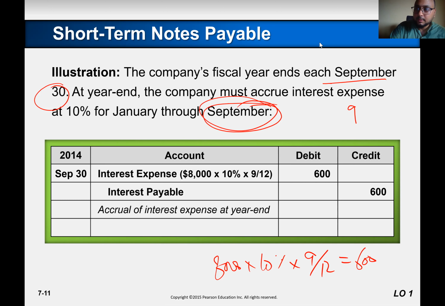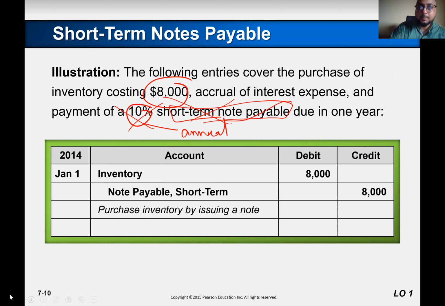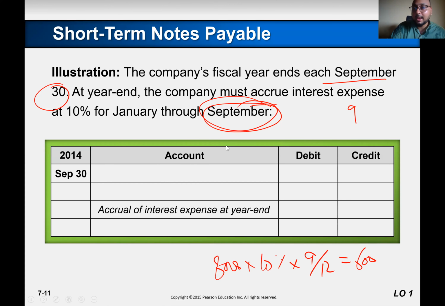Okay. Now, why is it 9/12? Because we use this notes payable, we use this money 8,000 for 9 months. There we go. Let me go back to the slide. So we issued on January 1st, 2014, but our accounting cycle ends on September 30. So for how much time did we use the money? January, February, March, April, May, June, July, August, September. 9 months. Right, Misha? Right. Okay. Okay.